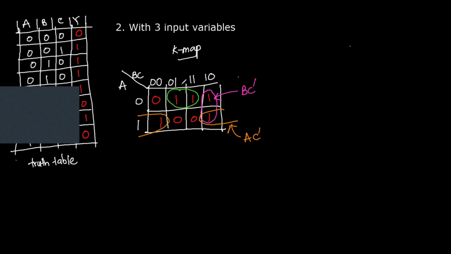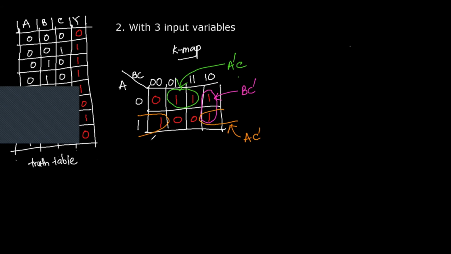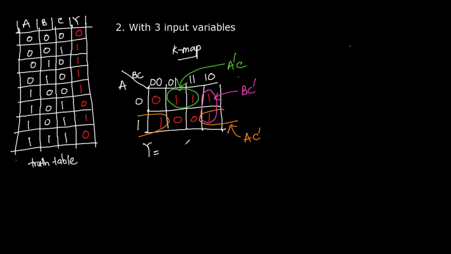For our next group, which is this, you see that A is a constant of the complement of A. And B keeps changing, but C is once again just C over there. So this is the expression of our output: A C prime, A prime C, and B C prime. This is our Boolean expression of our output.